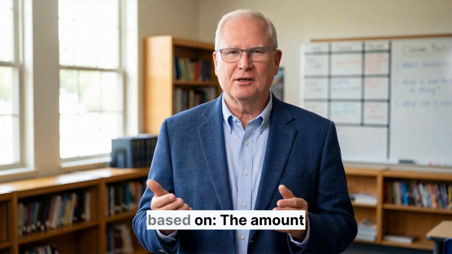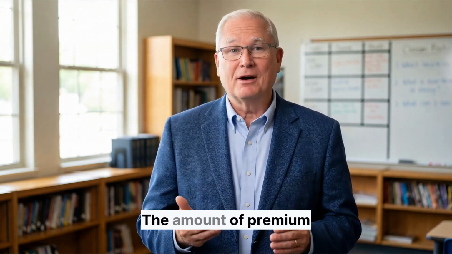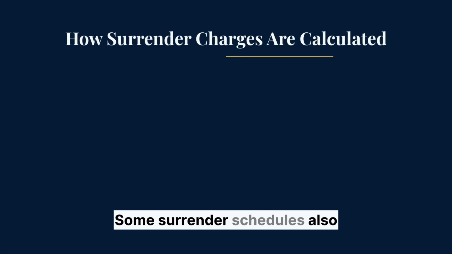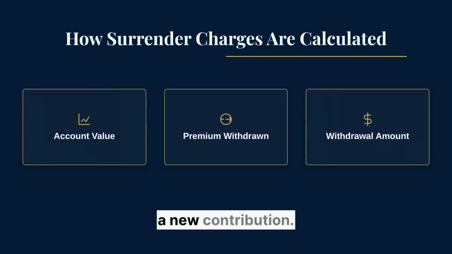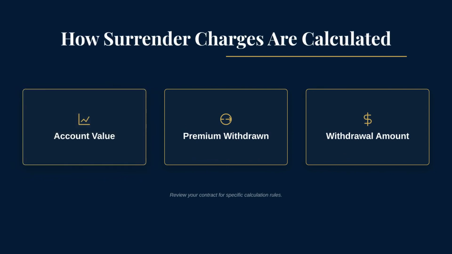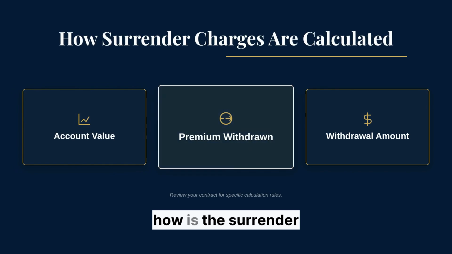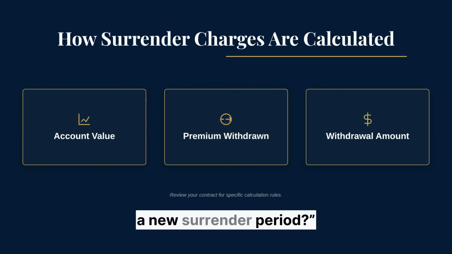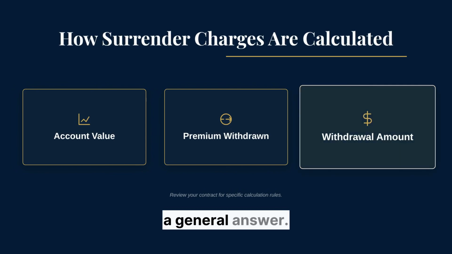A charge might be based on the amount you withdraw, the amount of premium connected to the withdrawal, the amount above your free withdrawal limit, or another formula described in the contract. Some surrender schedules also restart when you make a new contribution. For example, your original deposit may be past its surrender period, while a newer deposit may still have several years remaining. Ask the seller exactly how the surrender charge is calculated, and does each new contribution begin a new surrender period? Do not settle for a general answer. Ask to see the rule in the contract.